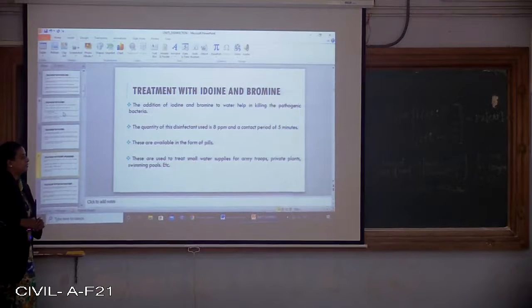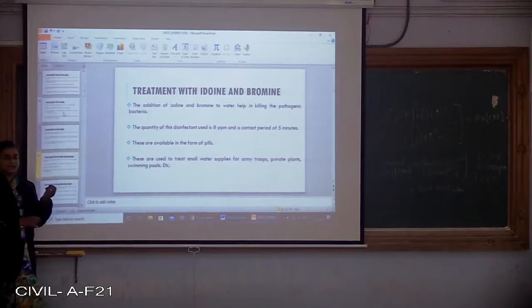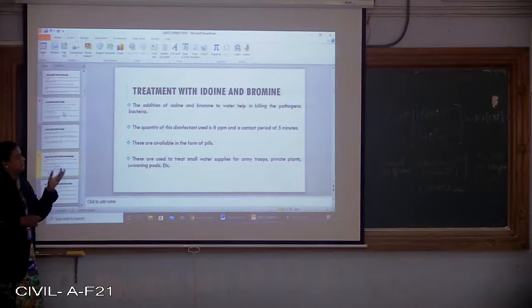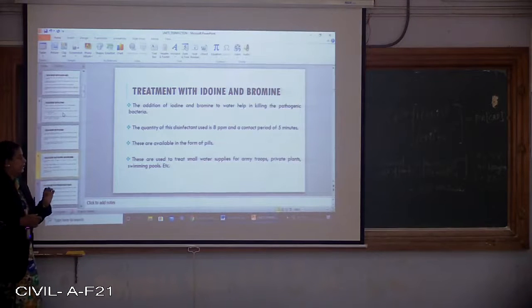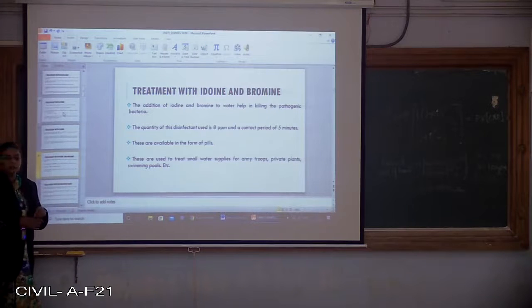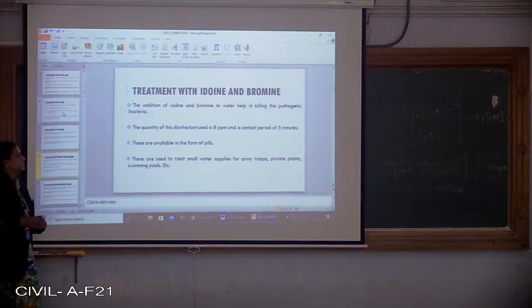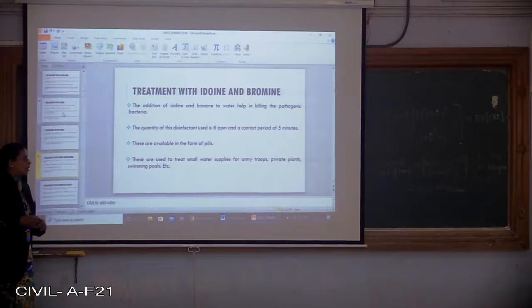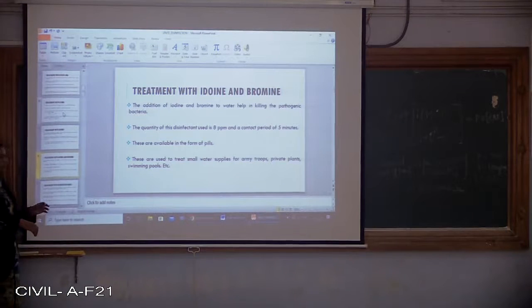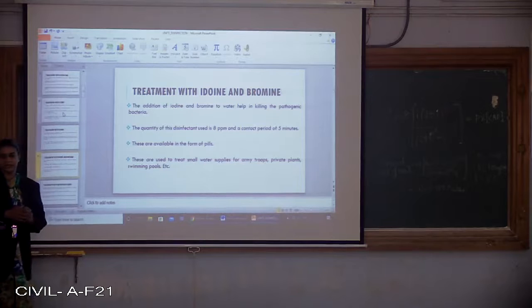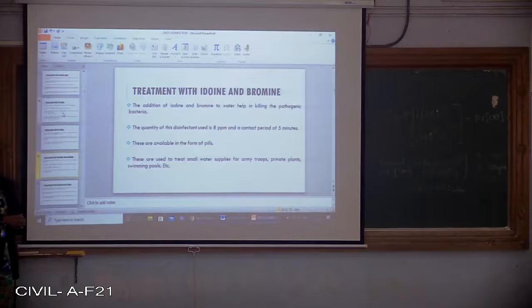These are available in the form of pills, like tablets, iodine and bromine, and we can add them to water. These are used to treat small water supplies for army troops, private plants or swimming pools. So normally in swimming pools also this iodine and bromine tablet will be dropped so as to make it disinfectant water.